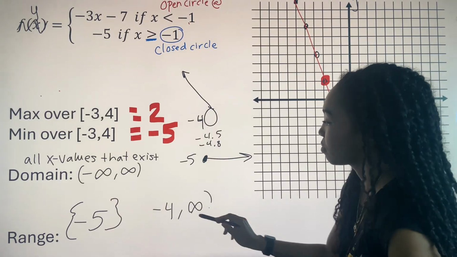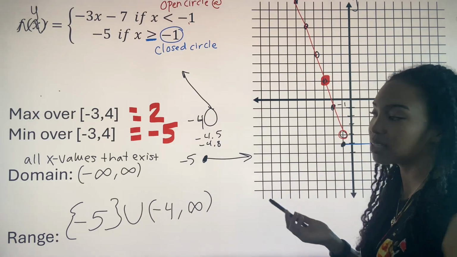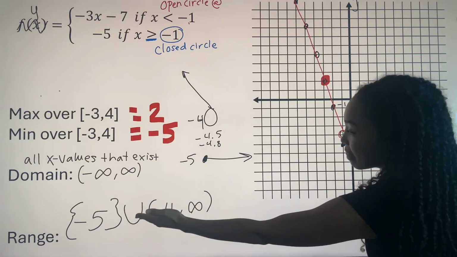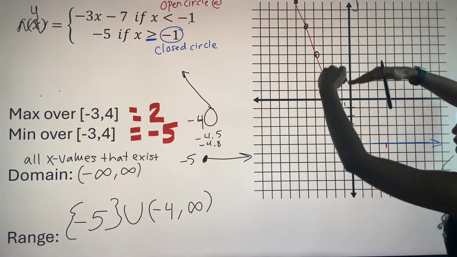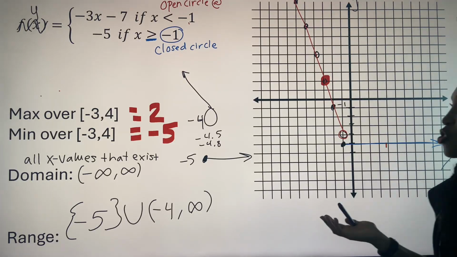That's infinity. And you can put the union symbol. The union symbol in math basically means and. Your range is -5, and then it starts at -4 and goes up, -4 to infinity. Let's try another example.